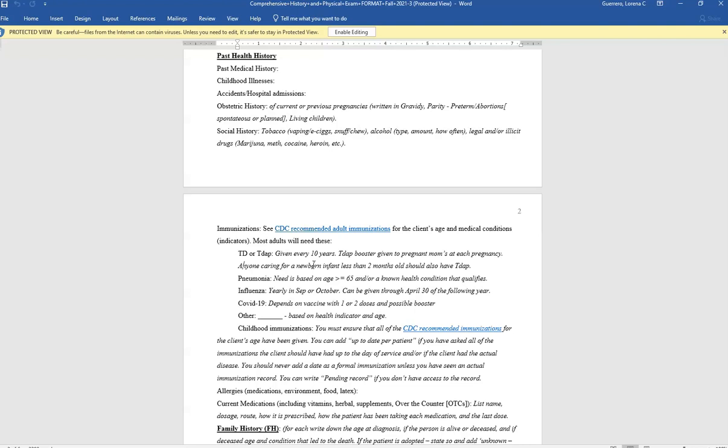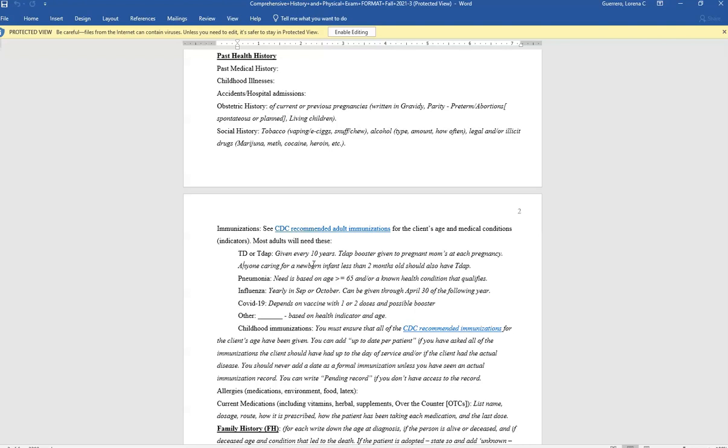Influenza. Yearly, given September, October, but there's certain healthcare workers that need it. People at schools sometimes will need it. But it can also be given up to April 30th.